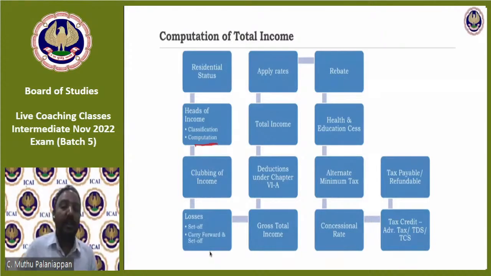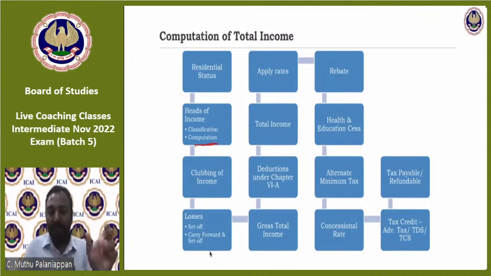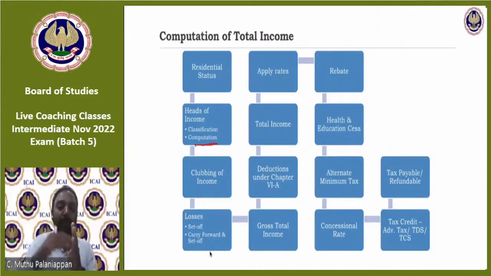So we saw various scenarios in clubbing of income. So that is the next step. You first calculate your own income, the computation under each head of income. So now you get the income taxable under salary, house property, capital gain, PGBP, and income from other sources. After computing, you club under the respective head. So if the spouse's income is clubbed, the spouse's other sources income is clubbed with my other sources, right? That's what you do.